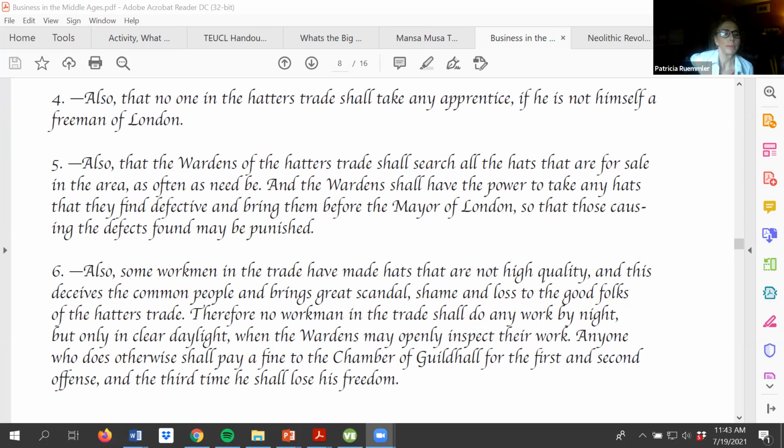Also, some workmen in the trade have made hats that are not high quality, and this deceives the common people and brings great scandal, shame, and loss to the good folks of the hatter's trade. Therefore, no workman in the trade shall do any work by night, but only in the clear daylight, when the wardens may openly inspect their work. Anyone who does otherwise shall pay a fine to the chamber of the Guildhall for the first and second offense, and the third time he shall lose his freedom.